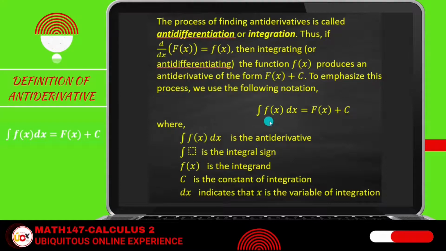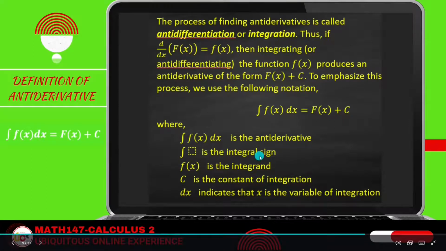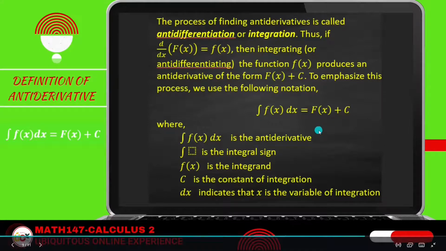The integral of small f of x dx equals the function big F of x plus the constant c, where the quantity on the left side, the integral of f of x dx, is called the antiderivative. This symbol is called the integral sign. f of x is the integrand, c is the constant of integration, and dx indicates that x is the variable of integration.